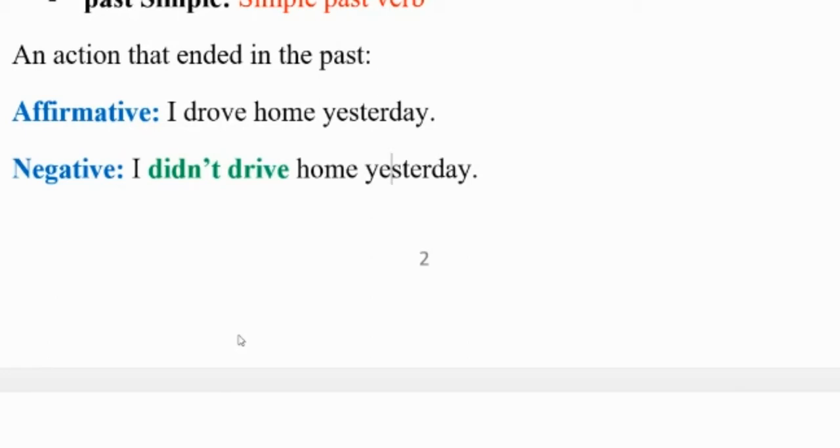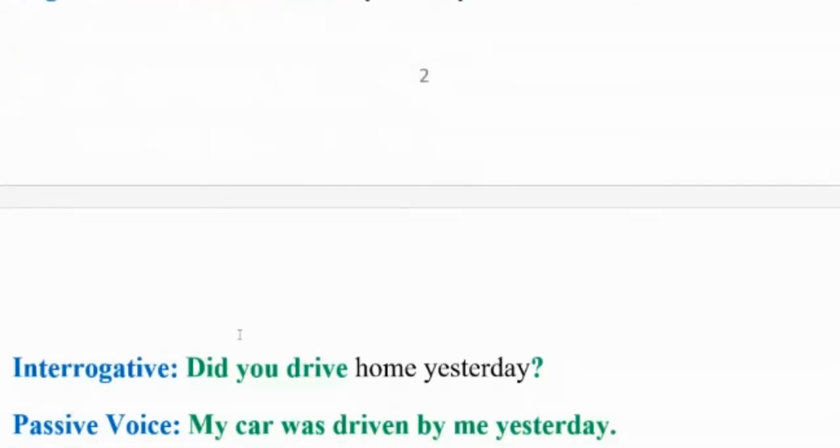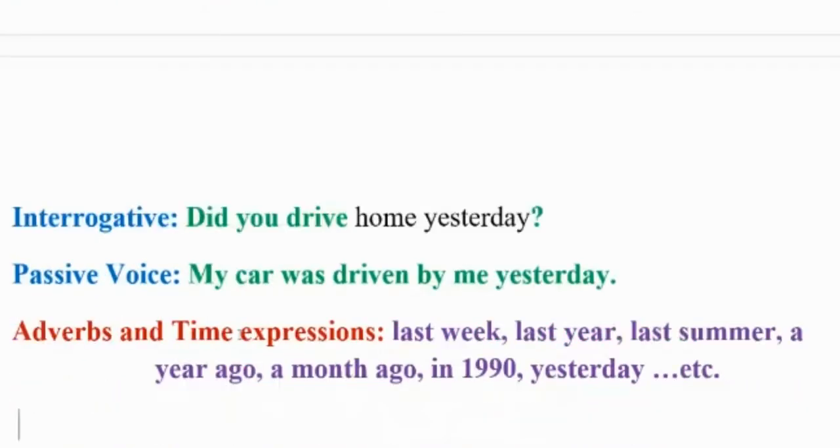And when we have a question, we use did before the subject. And the question mark, in the beginning. Very good. And the passive form? The subject was the object of the act. And the verb to be, and then the past participle of the verb. And you see the adverbs and time expressions all refer to the past.